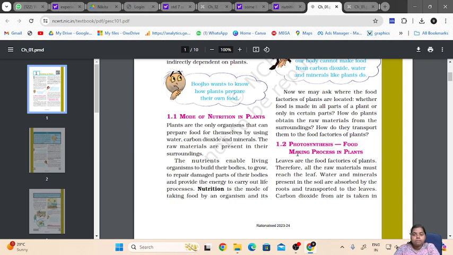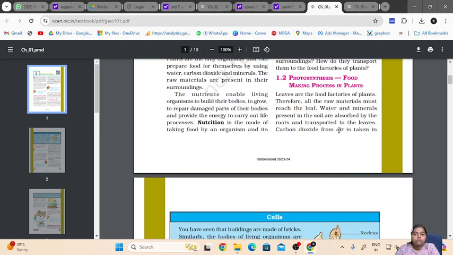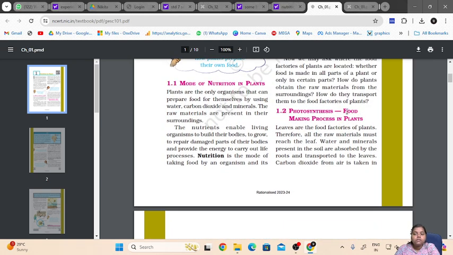The process that is going on in the plant to prepare their own food, to make them autotrophic, that process is called photosynthesis. Photosynthesis, remember. Okay, that mechanism is called photosynthesis. So now we'll see the food making process in plants.